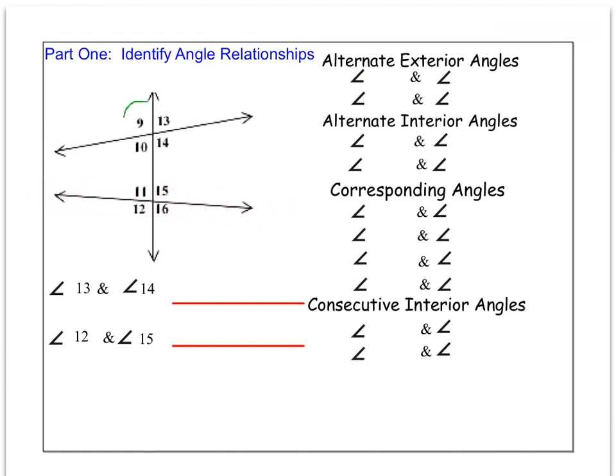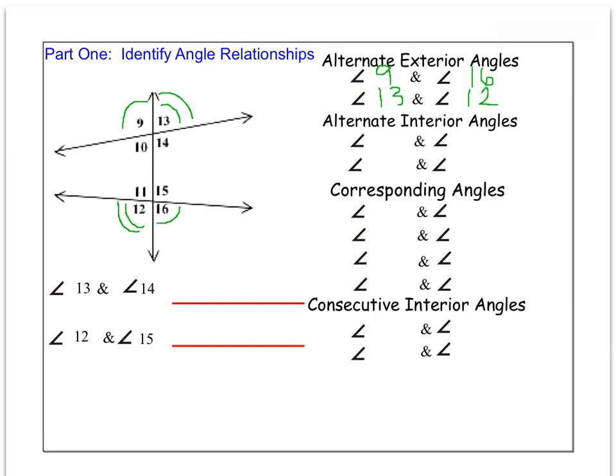So we can see 9 and 16 as a pair. And we can also see 13 and 12 as a pair. They are outside the two horizontal lines and on the opposite sides of the transversal.